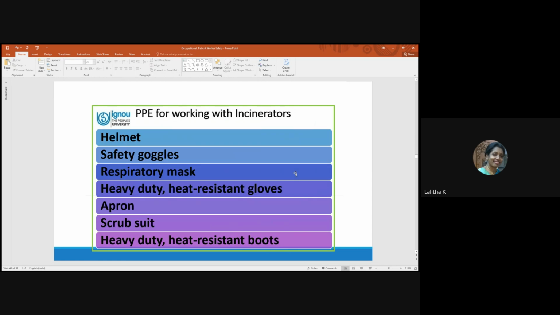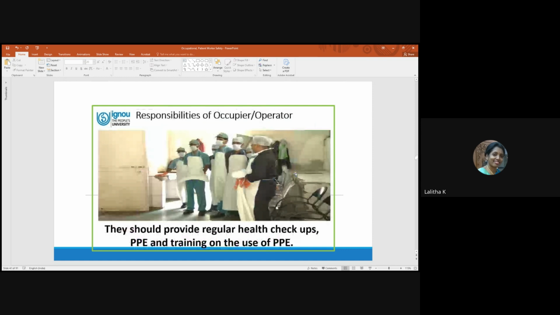Okay, and those who are working with incinerators, all these equipments are required, like a helmet because there could be injuries, burns also, safety goggles, respiratory masks also, heavy duty heat resistant gloves, aprons, scrub suits, and heavy duty heat resistant boots. And either the occupier or the operators. In a healthcare facility we call them occupiers. For a common treatment facility we call them operators. They should provide regular health checkups, PPE, and training on the use of PPE.